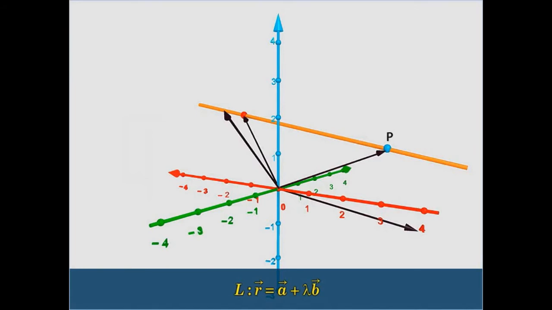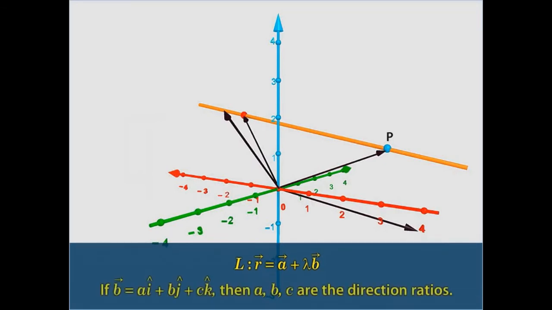Here, vector B gives the direction ratios of the given line. If vector B represents A cap I plus B cap J plus C cap K, then A, B, C are the direction ratios.